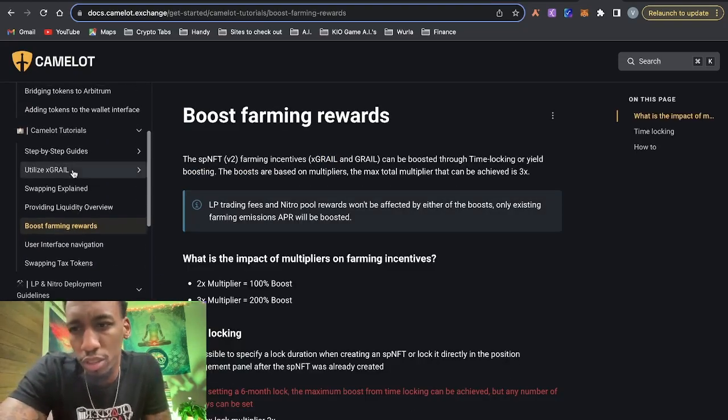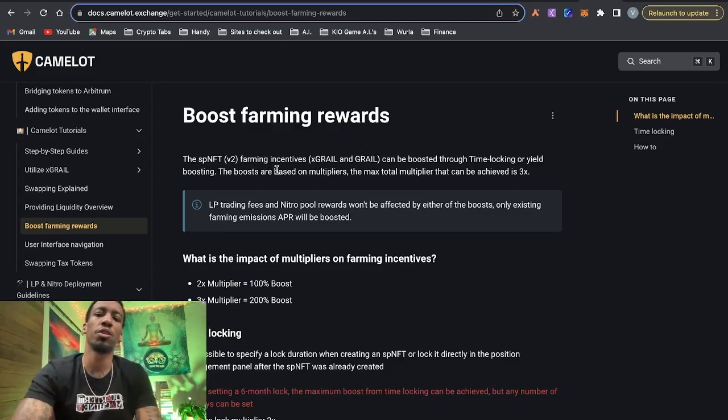Okay, let's talk about boosting the farming reward. So it says the SPNFT, which I think is a layer on top of Grail. So it's almost like the LP token is an NFT.